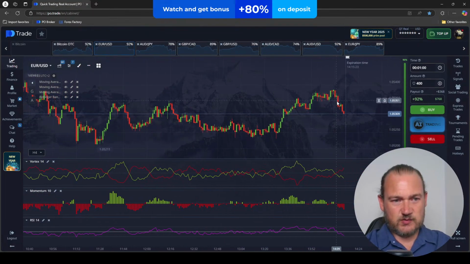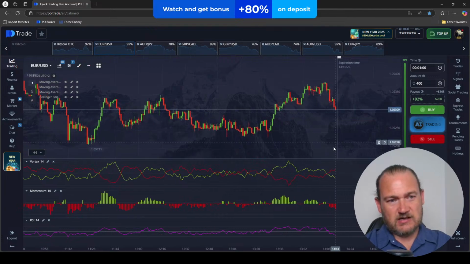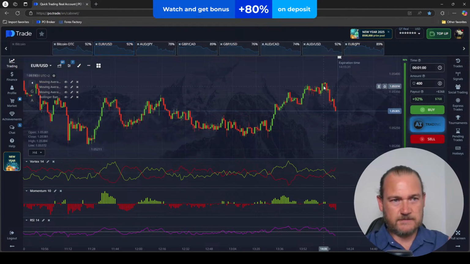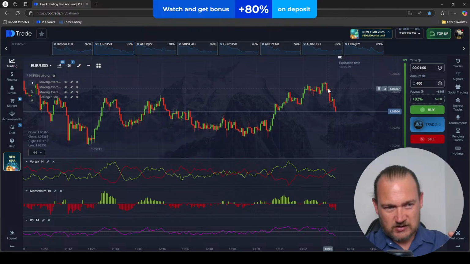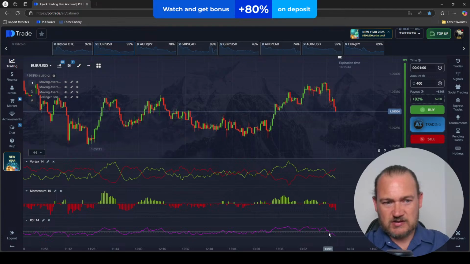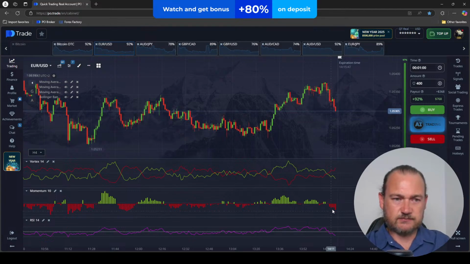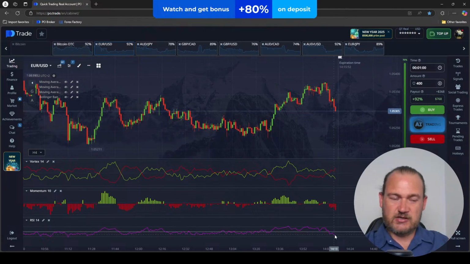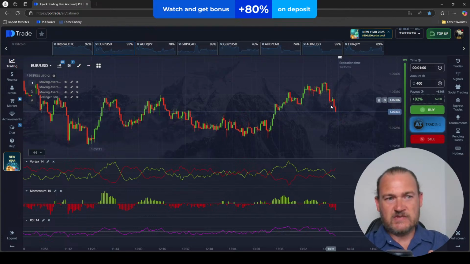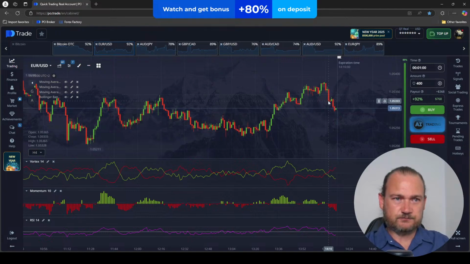Here's actually a good example. While we were talking, this was forming, and we can see this in action. We had the Vortex crossing over, the VI minus crossing over on this candle here. We didn't have a strong bearish momentum yet, and the RSI hadn't yet crossed downwards. But afterwards, we saw the RSI go bearish, and we saw an increase in the momentum here. So a 5-minute sell on the close of this red candle would have actually been a pretty decent trade.